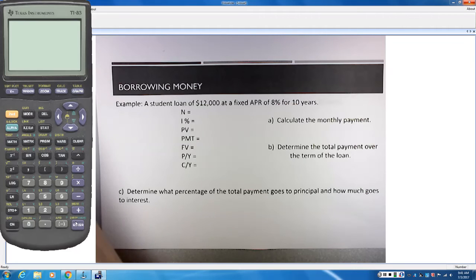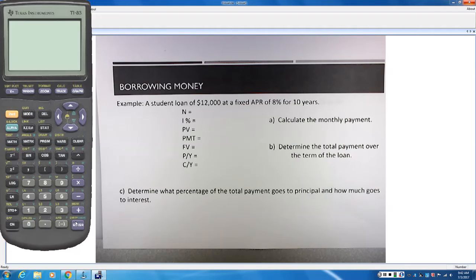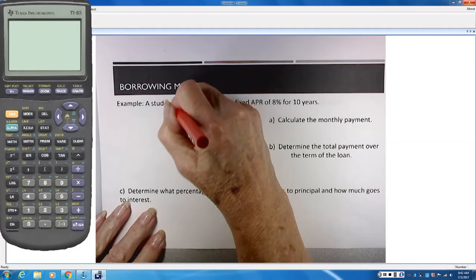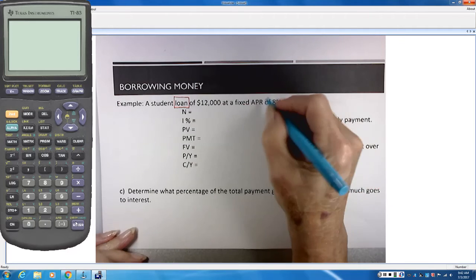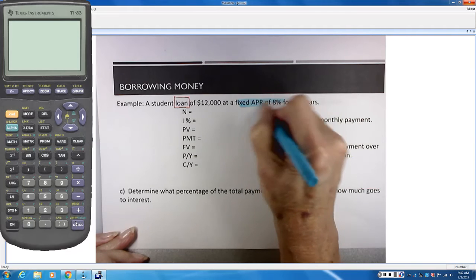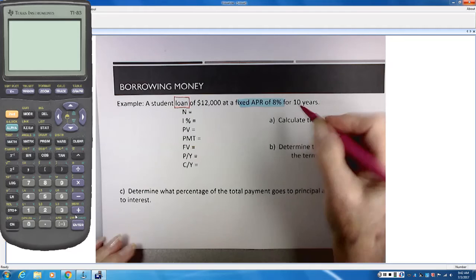Now, just like before, we're going to use TVM solver for this, and we have to pick out our information. A student loan, that key word there is loan. That's money you're borrowing. Of $12,000. Is at a fixed APR of 8%. And the time period is 10 years.